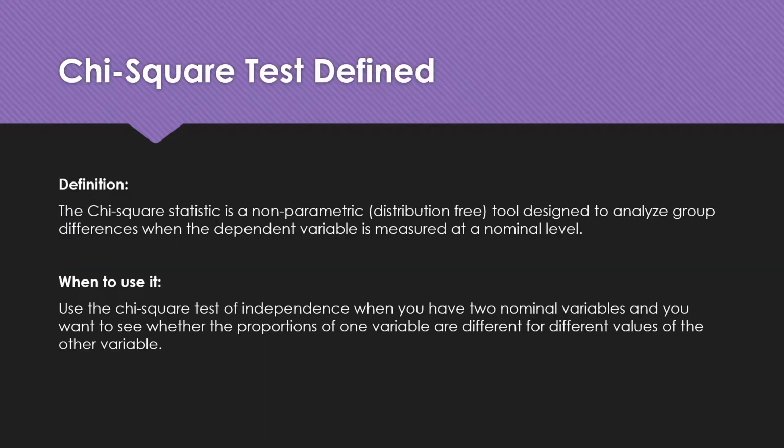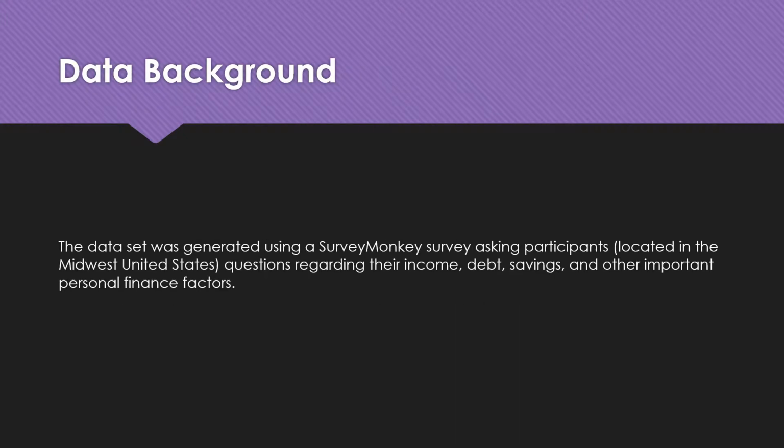The chi-square statistic is a non-parametric distribution-free tool designed to analyze group differences when the dependent variable is measured at a nominal level. We use the chi-square test of independence when you have two nominal variables and you want to see whether the proportions of one variable are different for different values of the other variable.